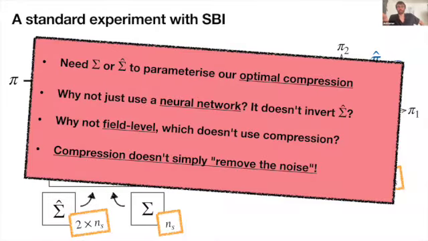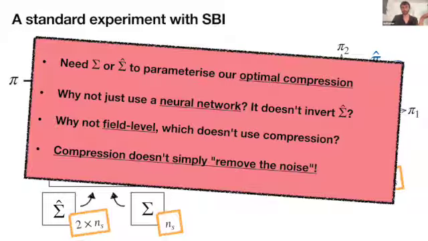And why not just use a neural network? We've seen that these can be very effective in many branches of physics, and it's not implicitly inverting a data covariance, which is what amplifies the noise in the original estimator. So why not do that? Well, I'll talk about that in a bit.